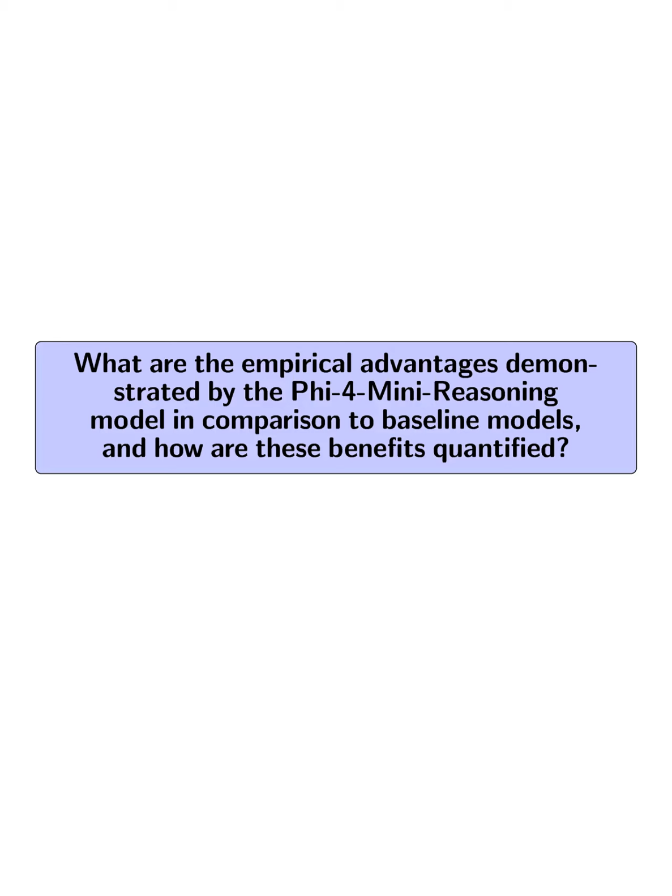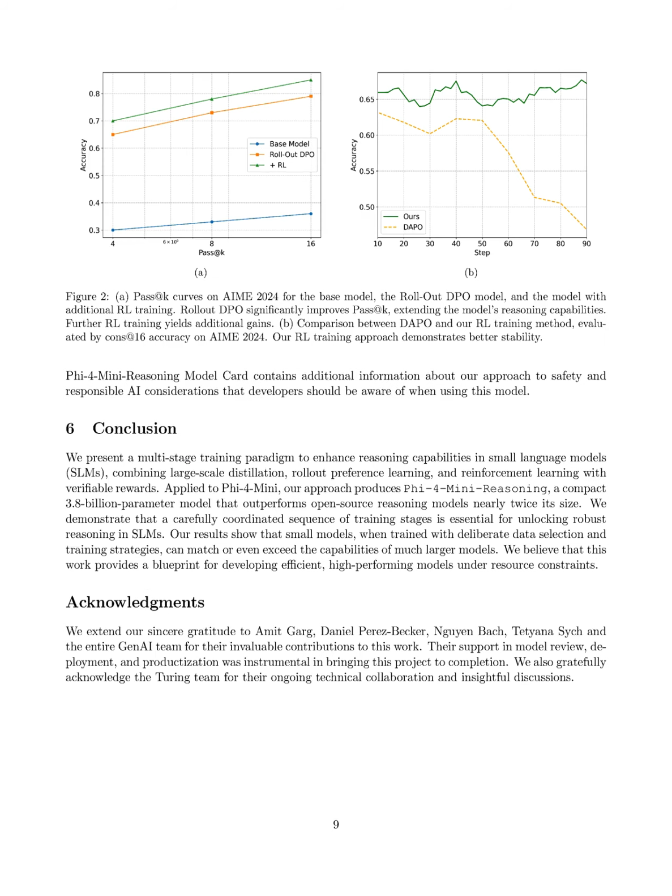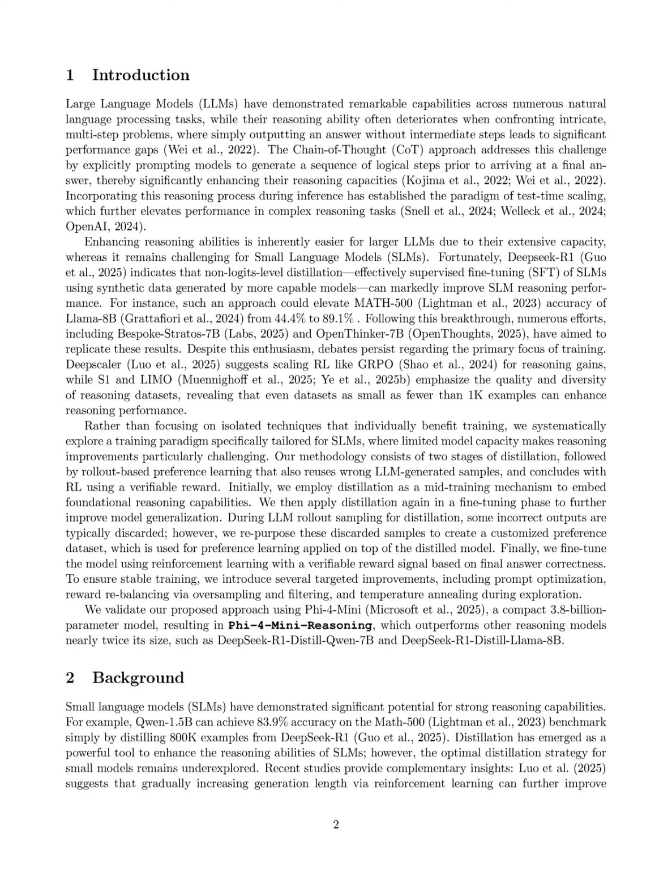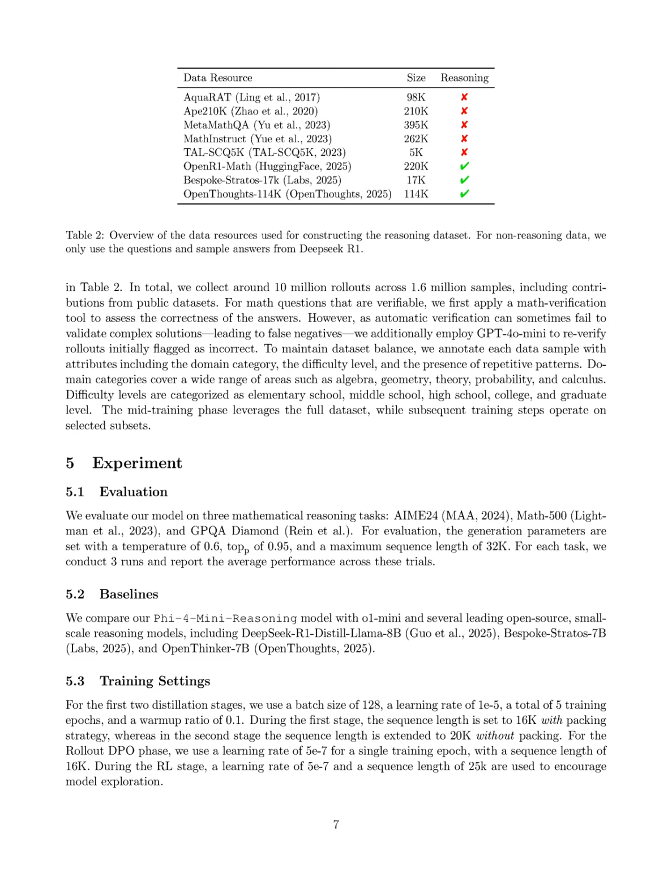What are the empirical advantages demonstrated by the Phi-4-Mini-Reasoning model in comparison to baseline models, and how are these benefits quantified? The Phi-4-Mini-Reasoning model, with only 3.8 billion parameters, outperforms several leading open-source baseline models, including DeepSeek R1 Distill Llama-8b and Bespoke Stratus 7b, which are nearly twice its size. This performance advantage is quantified through evaluation on 3 mathematical reasoning tasks, AIME 24, Math 500, and GPQA Diamond, where the model consistently achieves higher accuracy scores.